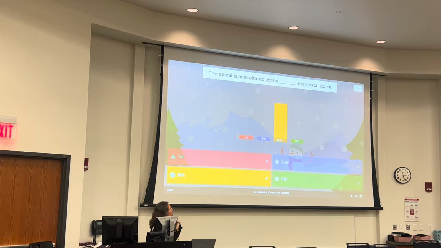Those are all the terms that we use to find our PMI, our point of maximum impulse. That's what you need to know and verbalize for your lab checkoff when you do your apical. So that's the PMI, that's how we find it.